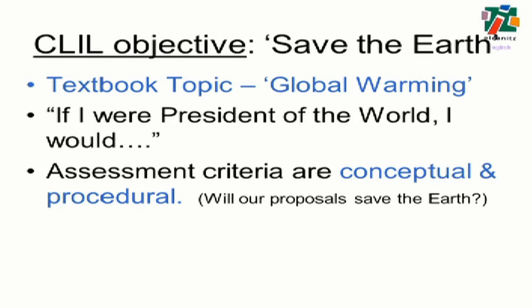The CLIL objective, or the objective of the English teacher who takes on more content, is this. You're going to save the Earth. Same objective. Same topic. Same language structure, plus other ones. The assessment criteria are conceptual and procedural. They are going to be judged on their ability to save the Earth. And how are they going to do that? They're going to use the second conditional. If they're going to do it efficiently, they're going to have to use the language which occurs in this discourse context to save the planet. But they are not going to be assessed linguistically. They're going to be assessed conceptually and procedurally with the language as the vehicle.